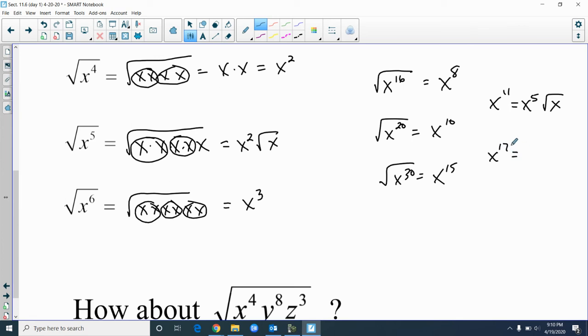X to the 17th. Well, 17 minus 1 is 16. Cut that in half. That's 8. You're going to be left with 1 on the inside. X to the 51st.